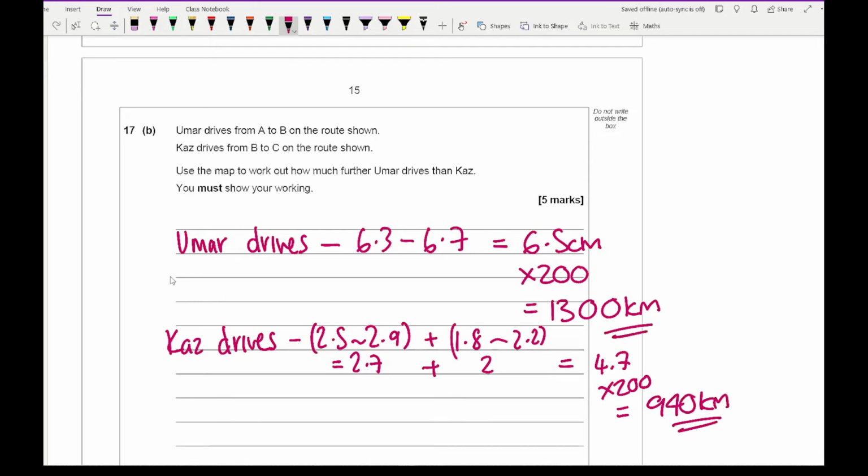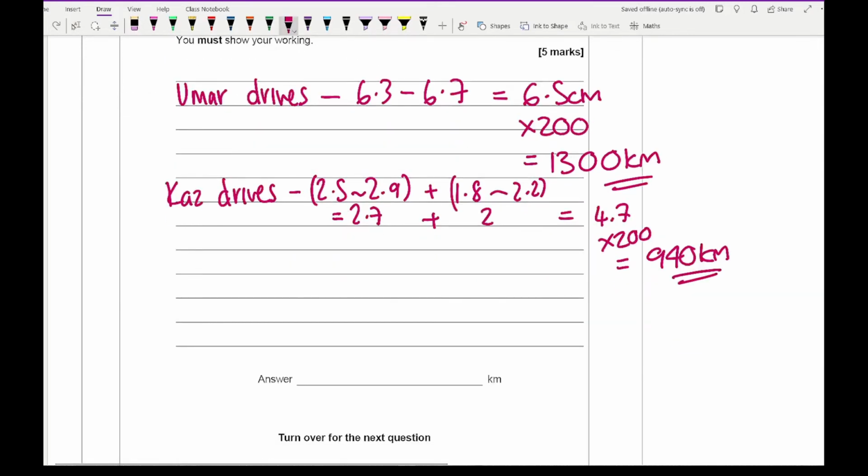Then all I need to do is work out the difference between those two numbers. So the difference is going to be 1300 minus 940, which gives me an answer of 360.